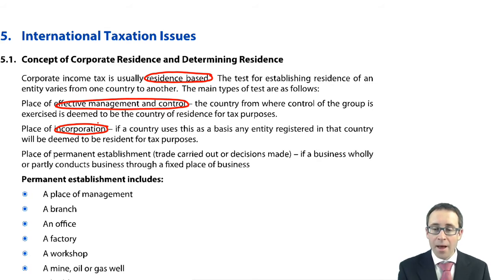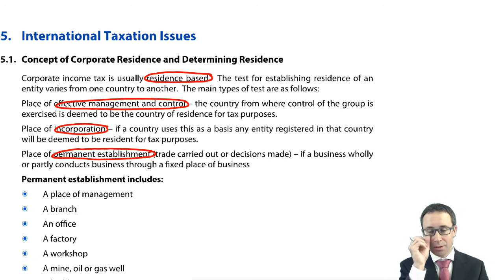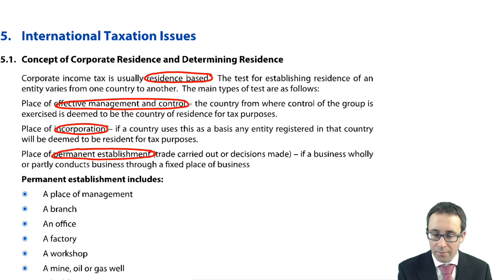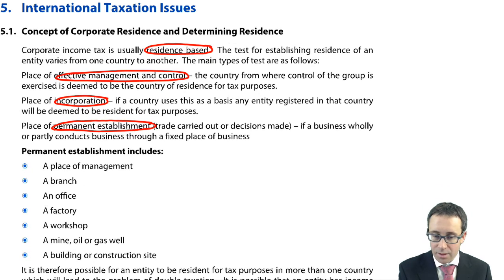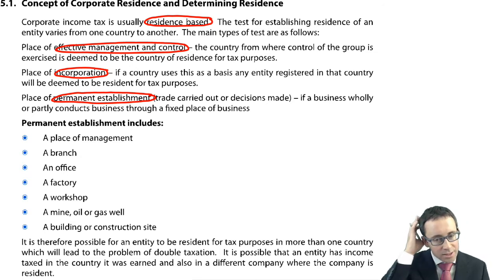And then what you've got there is what's referred to as a permanent establishment. If you conduct your business through a permanent establishment, then that can be deemed to be your resident country. When we're talking about permanent establishments, tying back into your effective management and control, your place of management, a branch is a permanent establishment, an office, a factory, a workshop, a mine, oil or gas well.